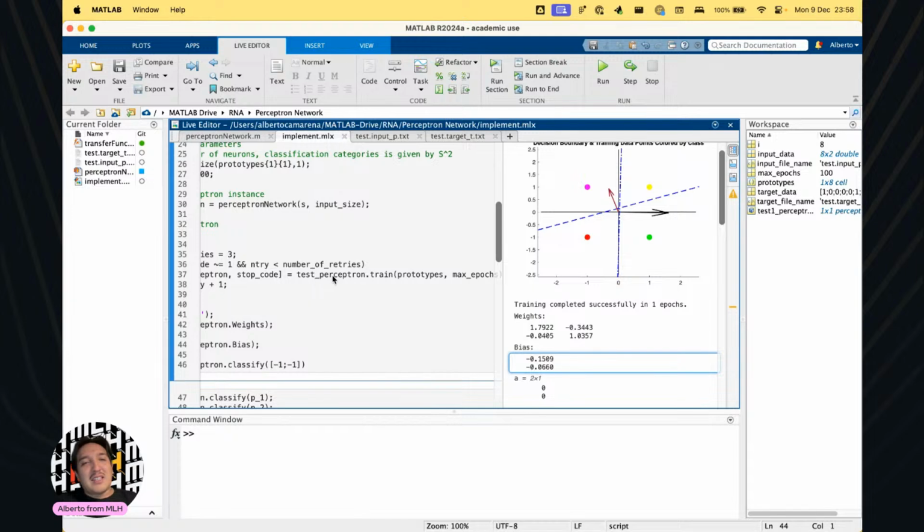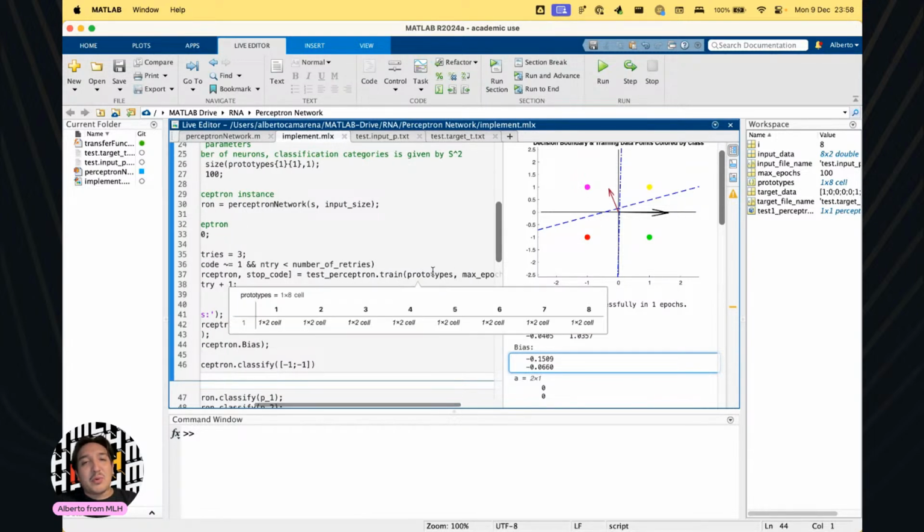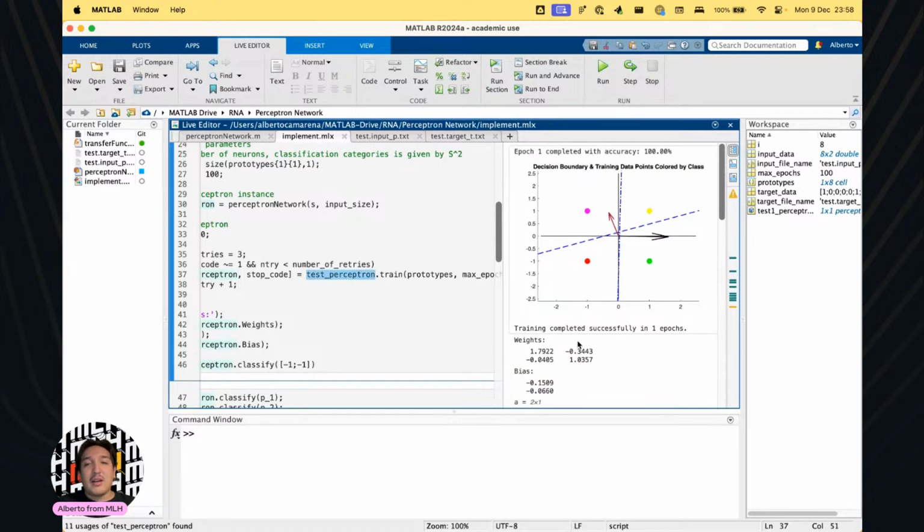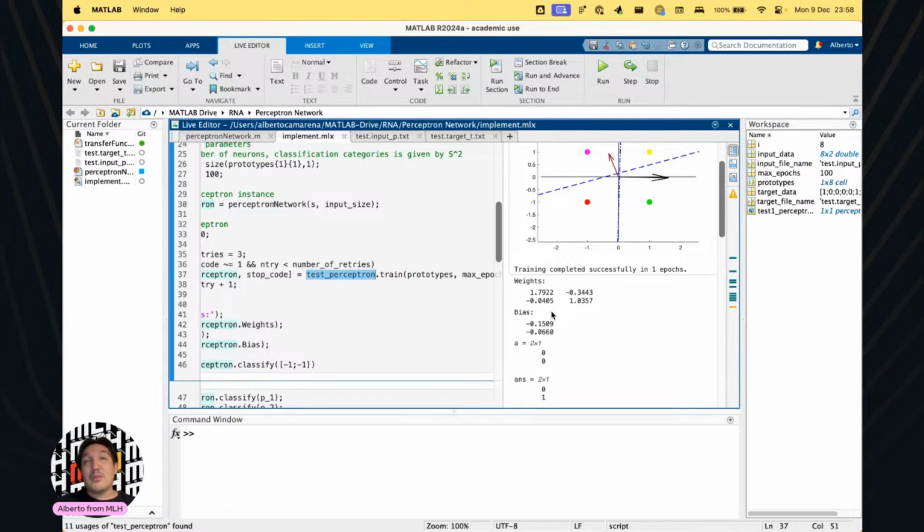If I run perceptron dot train again with a new prototype, if I add these new prototypes, the weights and bias here from this test network are the ones here. So it will start not from random numbers again, but from these previous ones, and it will fit the new model. So you don't overtrain it, because that's what you wanted.